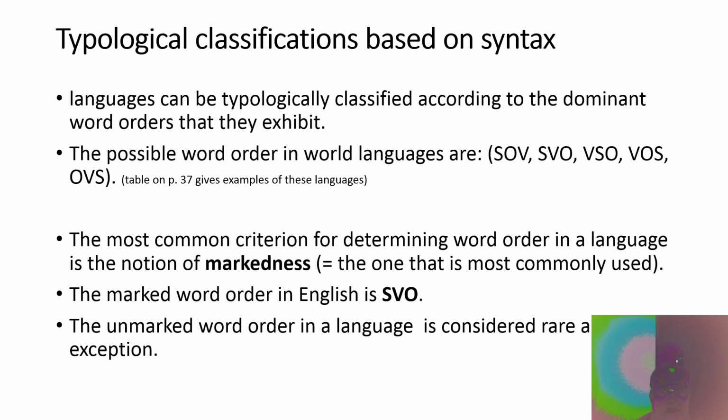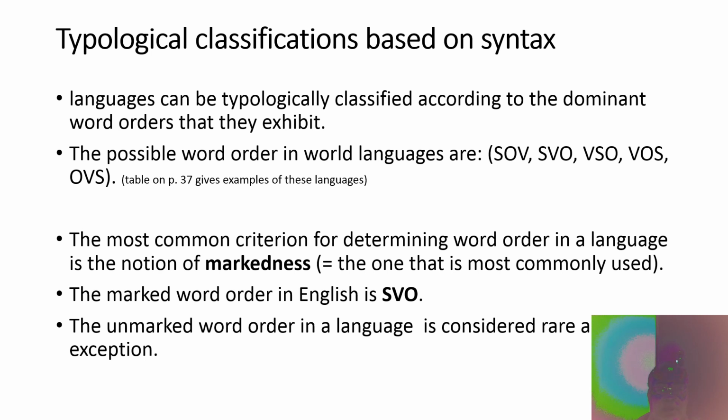When we try to find the most dominant word orders in the world languages, we are going to find that there are 5. And these are SOV, SVO, VSO, VOS, and OVS. The most common criterion for determining word order in a language is the notion of markedness.